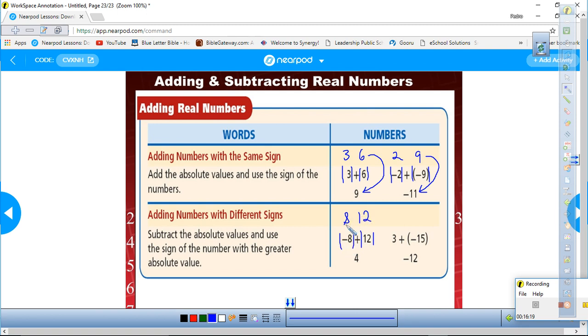So what is 12 minus 8? 4. And what is the greatest absolute value of 12? What is the sign of that one? A positive. There it is. Let me do that again over here.